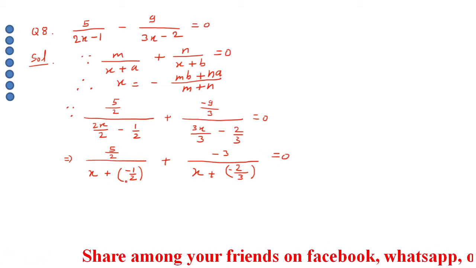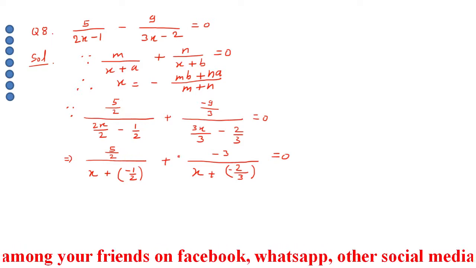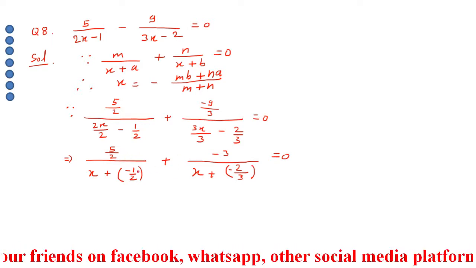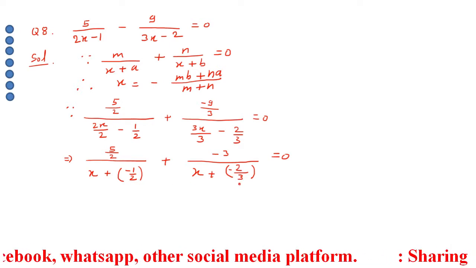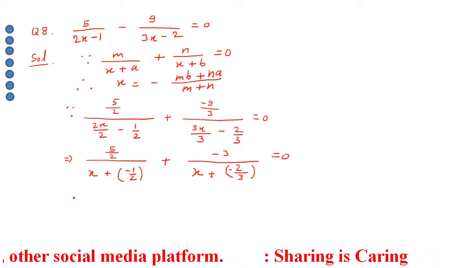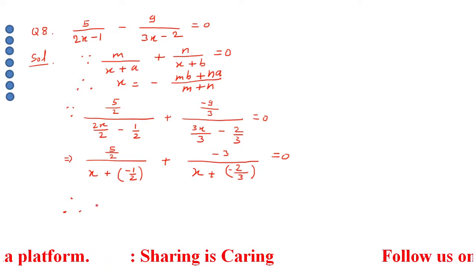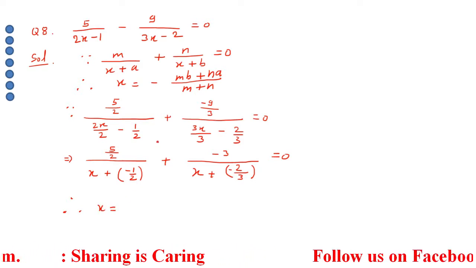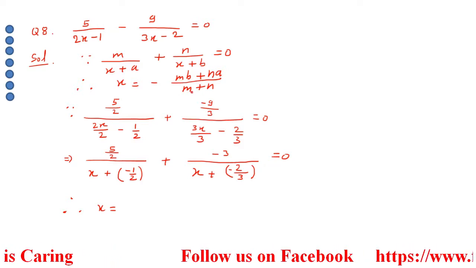Now just see, our question is changed to the standard form. So 5 upon 2 is m, minus 3 is n, minus 1 upon 2 is a, and minus 2 upon 3 is b. That's why our question is changed in the standard format. So the solution of this question, x, is going to be: now I am going to substitute the values of m, b and a here.